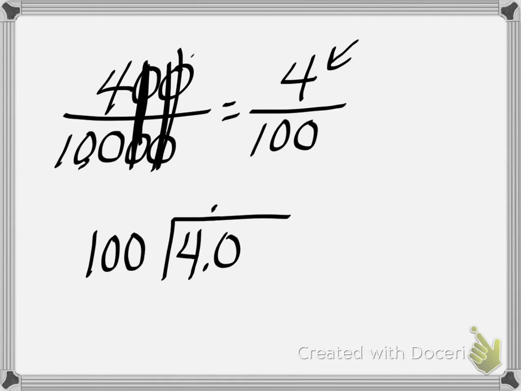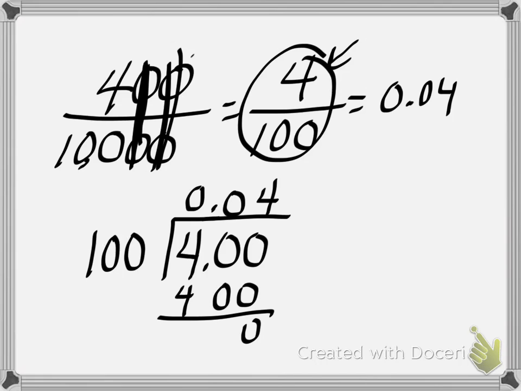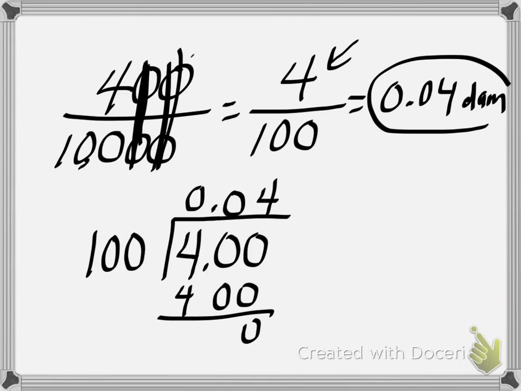We have to annex a decimal point in zeros because 4.00 is the same as 4. So that is going to go in there 4 times. So that's 400, which gives us 0. So our answer is going to be 4 hundredths, which is the same as what this actually says. 4 hundredths of a decameter. Okay? That's going to be our answer.